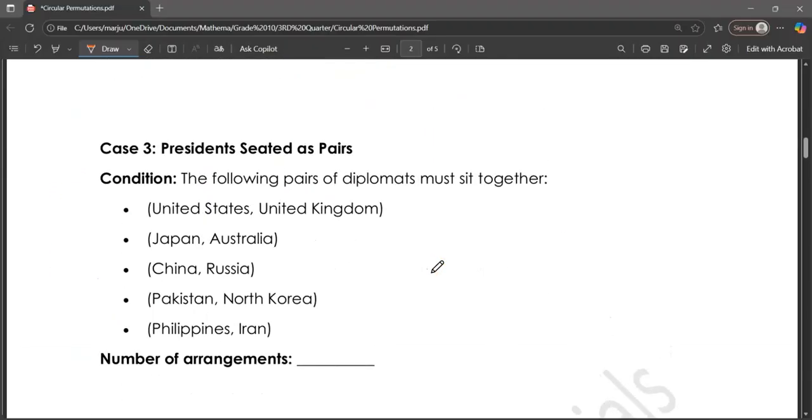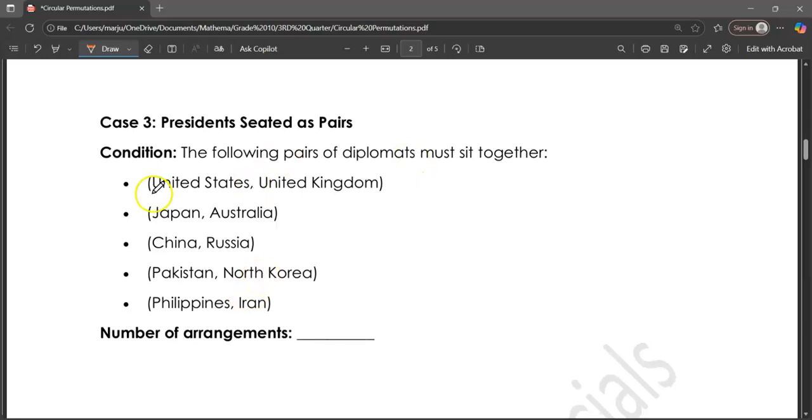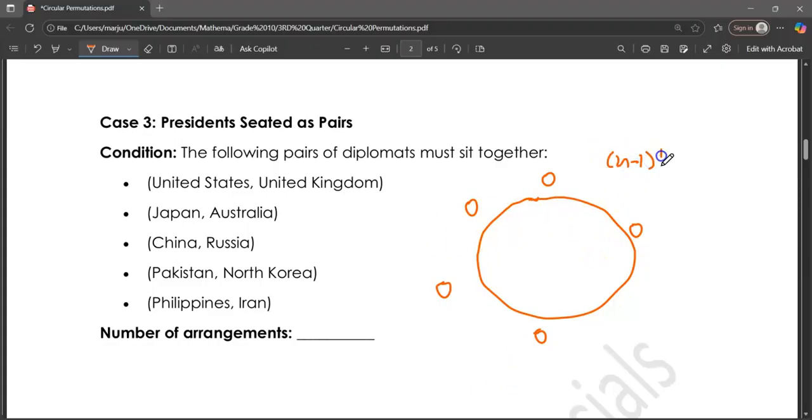Let's do case 3. The condition is that the following diplomats must sit together: US, UK, Japan, Australia, China, Russia, Pakistan, North Korea, Philippines, and Iran. So again, they are now in pairs. So we have 1, 2, 3, 4, 5 pairs. So in our circular table, instead of 10, we will now have 5 pairs. How many ways can we arrange these 5 pairs in our circular table? Again, there will be n minus 1 factorial ways. So this is 5 minus 1 factorial.